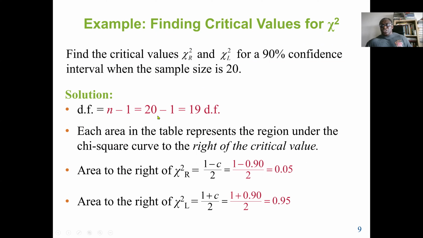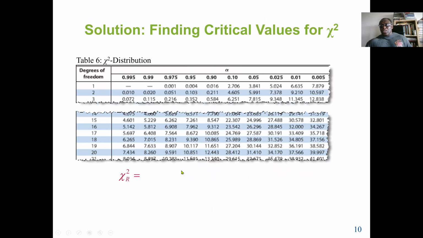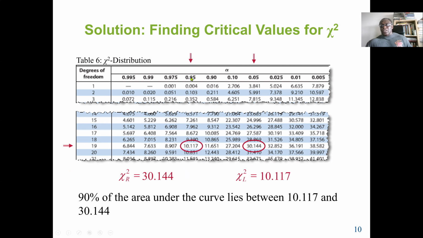So we have the degree of freedom. To the right, 1 minus C over 2. To the left, 1 plus C over 2. C is our confidence level value, which is given to us to be 90% or 0.9. So when we get a table, we look for those values. We know the area is 0.05, degree of freedom is 19. For left is 0.95, we find 0.95, and then we find the value. Degree of freedom is the same for both left and right.